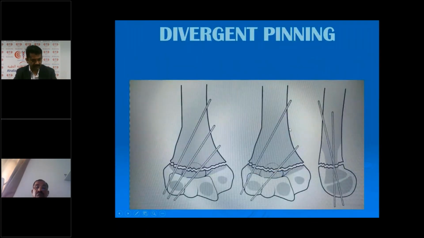Now there are proponents of divergent pinning. This also is equally common. For type 2, they use 2 pins in a divergent manner like that, laterally only, and for type 3, 3 lateral pins like that. Here also, as I told before, with any kind of pinning technique that one uses, the most important principle is to keep the pins as far away from each other at the fracture site, and to get good hold posteriorly, proximally and distally, so that there is good rotational stability.